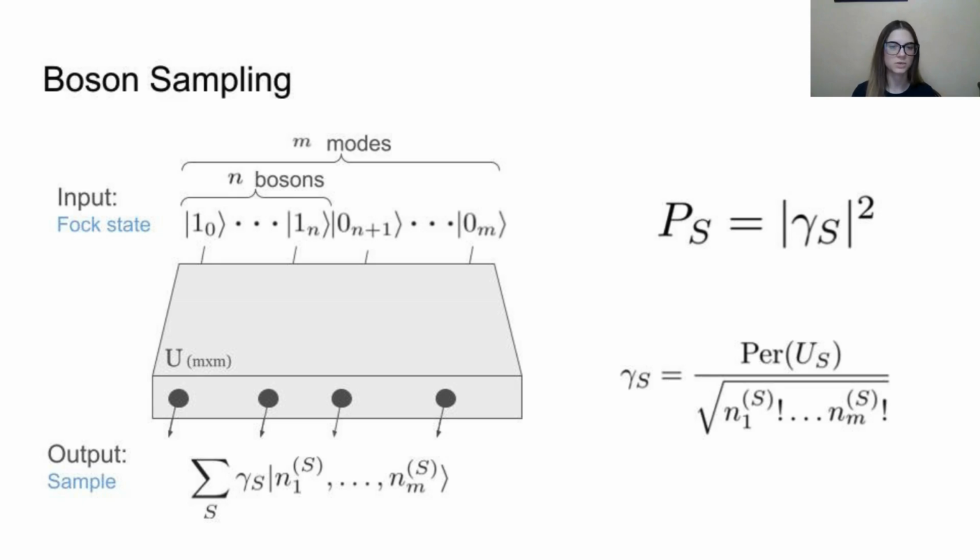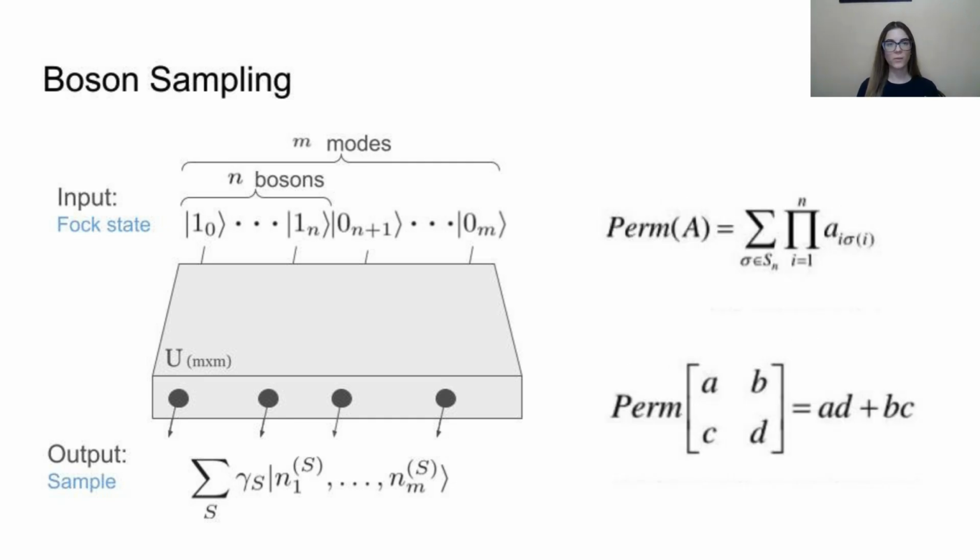Here's where things get tricky. The probability of any particular output is proportional to the square of the permanent of a submatrix of U. Now, what's a permanent? It's a mathematical quantity similar to a determinant, but much harder to compute. While determinants are efficient to calculate, the permanent requires summing over all possible permutations of the rows and columns of the matrix. This is what makes boson sampling computationally difficult for classical computers, but natural for quantum systems.